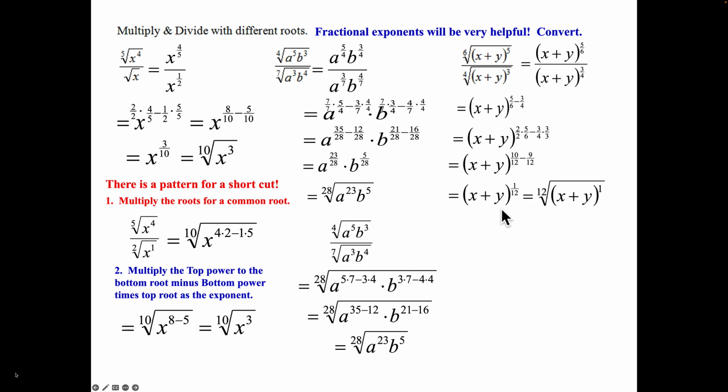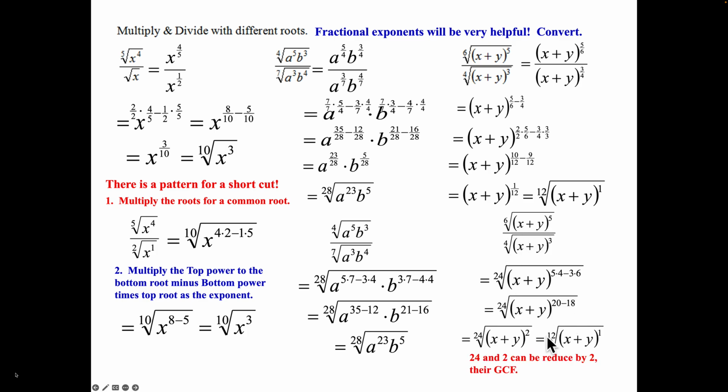Now, sometimes it gets a little goofy because here 6 times 4 is 24. 5 times 4 minus 3 times 6. This is the 24th root of x plus y squared. But we saw earlier that you can always reduce the root and the power, reduce it by a 2, and then we get to this answer right here. And that wraps up 10-5.